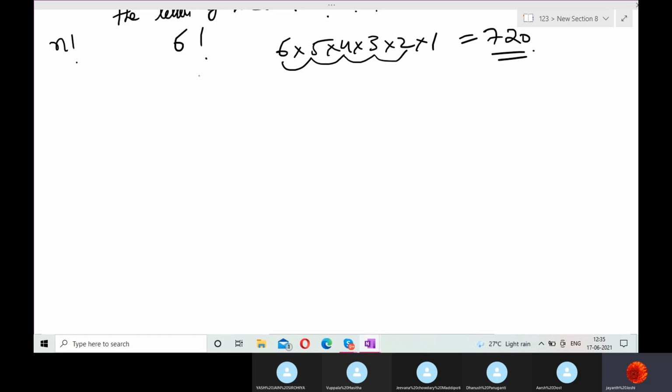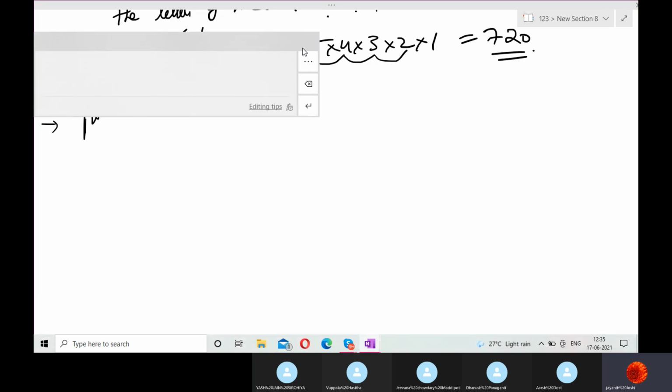So here we have taken all 6 letters at a time. Okay. Now, I am giving you another concept, permutation with repetition.